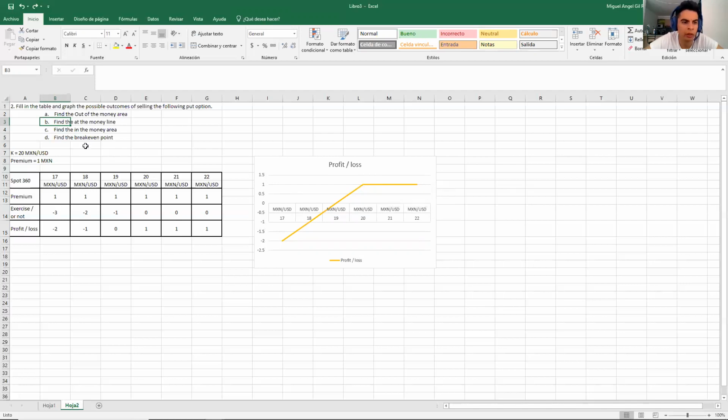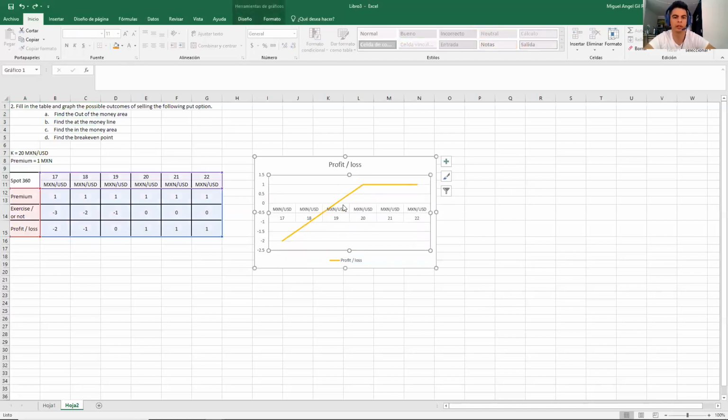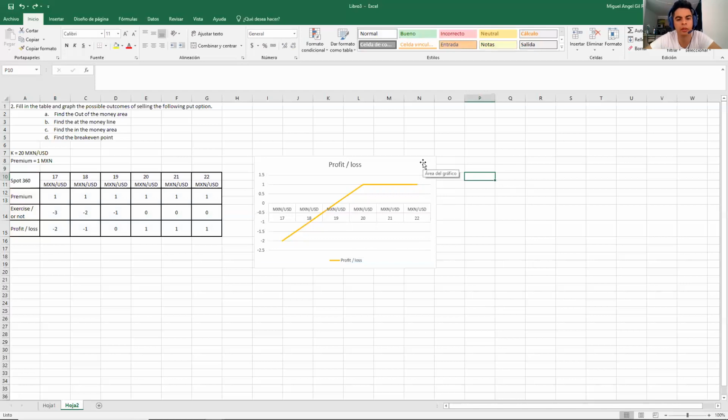Also, at the money is always the strike. Then in the money will be on the right in this case, and out of the money will be on the left. I didn't write it just to make the exercise quicker, but in your activity, I hope that you mark it somehow. Okay, so this is the second exercise. I'll do the last video with the last exercise.